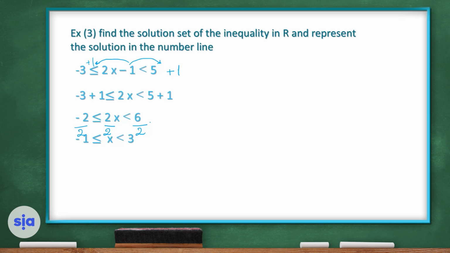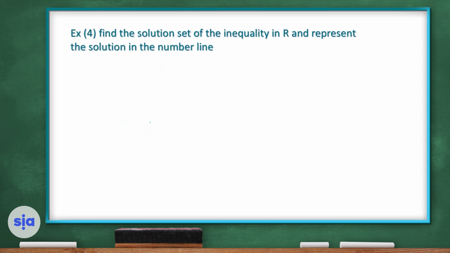So the solution set is an interval that starts from -1 closed going until 3 opened. We can easily represent this on a number line from -1 closed until 3 opened.